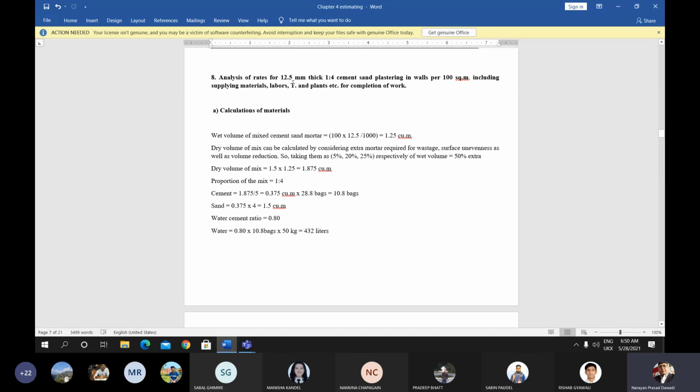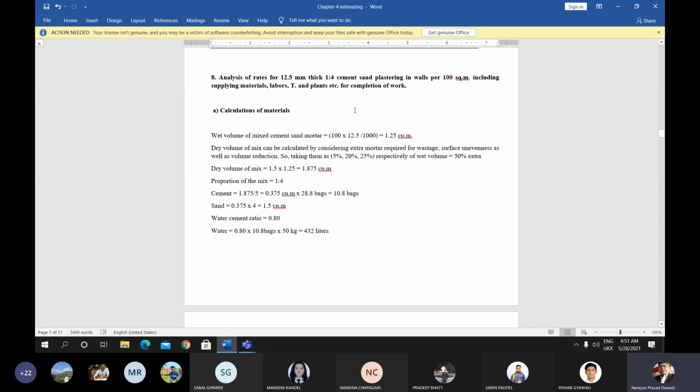This means the wet volume of the plaster mortar, the wet volume of mixed cement and sand, will be area into thickness. The thickness is given in mm, so it is converted into meter by dividing by 1000. Square meter and meter give the value in cubic meter, that is 1.25 cubic meter. This is the wet volume of the mortar mix.